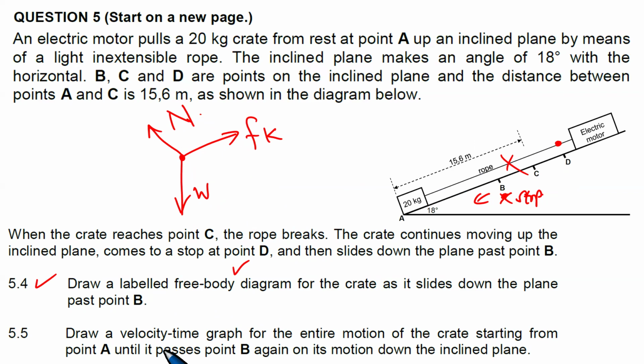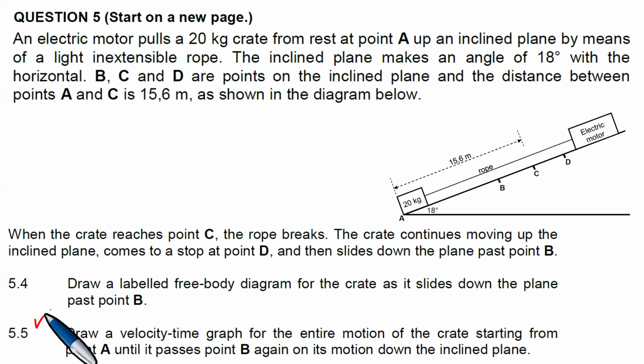Right, next point. Okay, let's look at 5.5. In 5.5, draw a velocity time graph for the entire motion of the crate starting from point A until it passes point B again on its motion down the incline. From A until it goes back. Let us look at that one. So we'd have the graph like this.